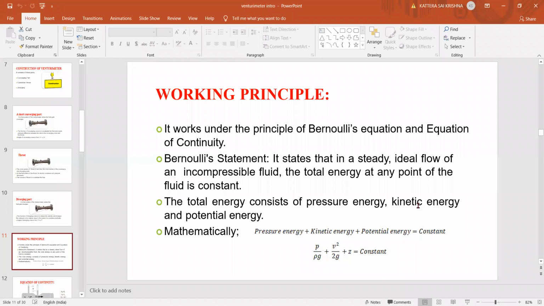So this constant we can replace for the second section. So P1 by rho1 g plus V1 square by 2g plus Z1 equal to P2. Nothing but at the second section pressure will be P2. So P2 by rho g, since the same fluid will flow, the density is constant, plus V2 square by 2g plus Z2. If it is a horizontal venturimeter, Z1 will be equal to Z2. And for inclined and vertical, it will be different. So Z1 equals Z2 in case of horizontal venturimeter, because we have three types of venturimeters again: inclined, vertical, as well as horizontal.